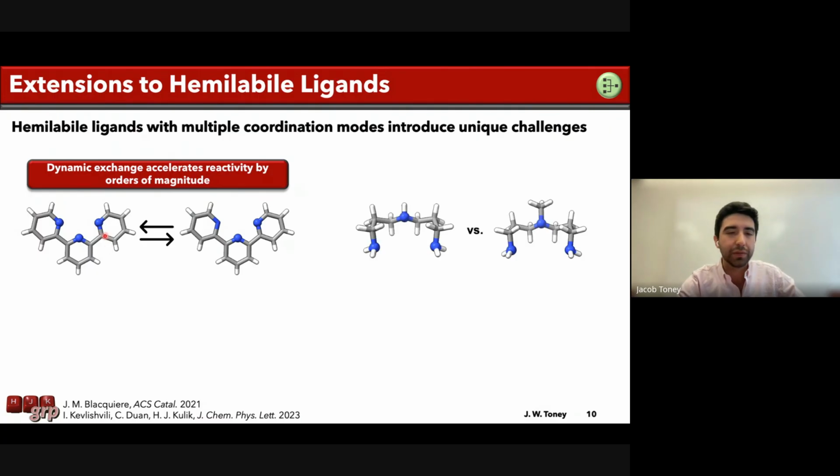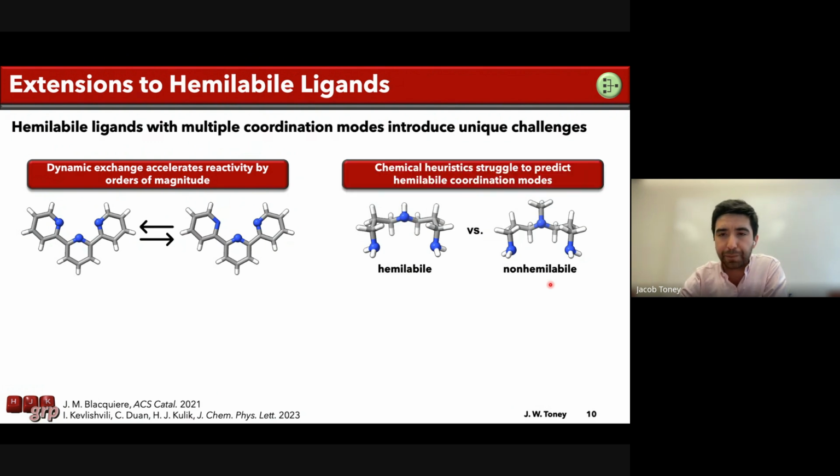However, this one is a very commonly known hemilabile ligand, but looking at these two examples on the right, it's pretty much the same ligand twice, these two amine systems, where they differ only by the presence of one methyl group here versus one hydrogen here. Both of them have been synthesized dozens of times with about a dozen different transition metals, but one of them is known experimentally to be hemilabile, and the other one has never been observed as being hemilabile. So chemical heuristics struggle to predict whether or not a ligand is hemilabile, let alone what the different coordination modes are.